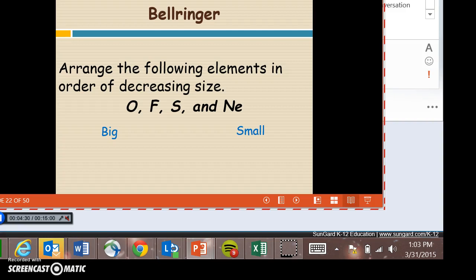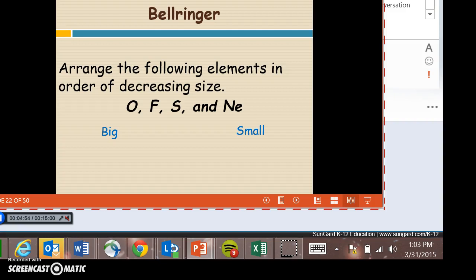The smallest element on the periodic table is helium, which is in the top right corner of the periodic table. So the closer you are to helium, the smaller your size. Neon is right next to helium. So that's going to be our smallest element, and it's going to go on the right side. Our largest element is the one furthest away from helium. In this case, it's sulfur. So sulfur is the one furthest away from helium.